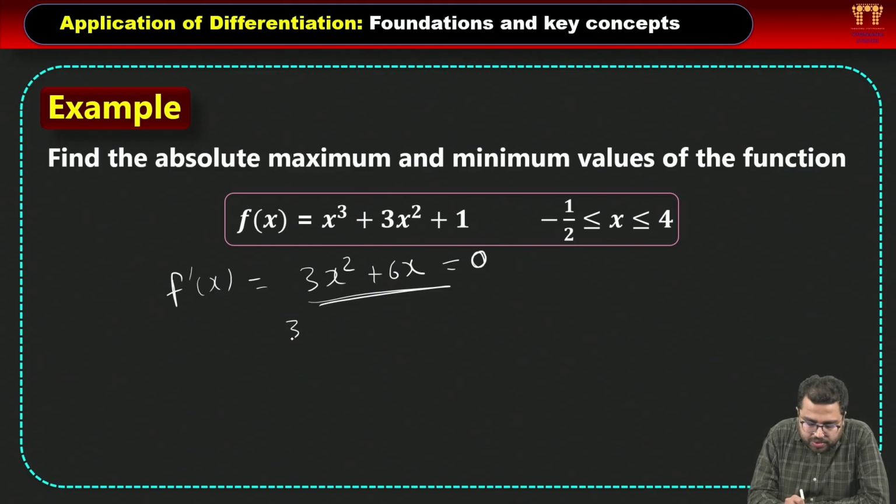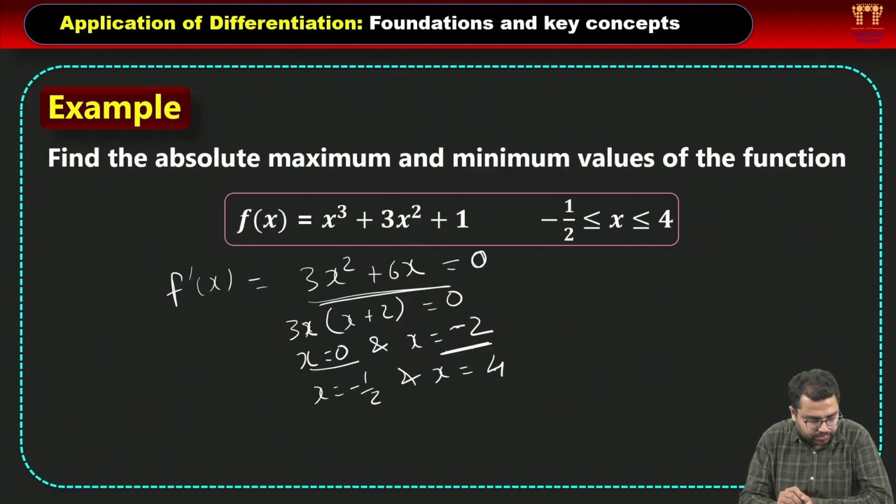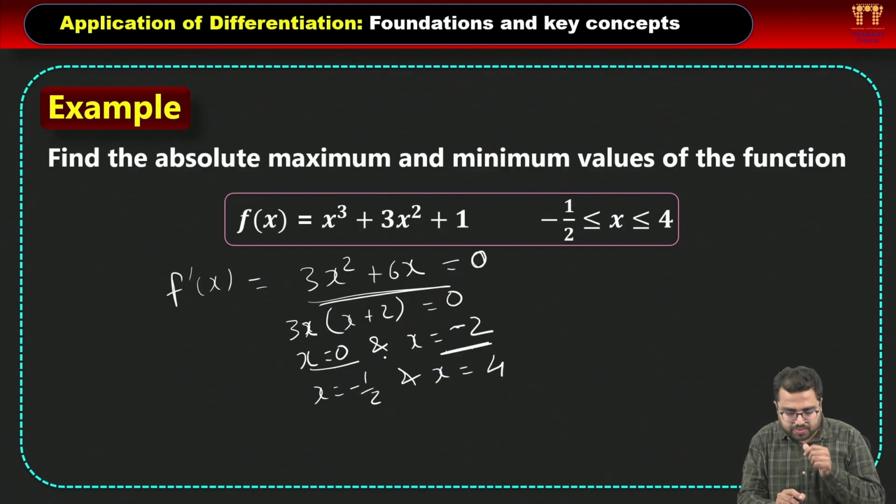So where it is 0: 3x times (x + 2) equal to 0. So what will I get? At what x is it 0? At x equal to 0 and at x equal to minus 2 it is 0. So these are the critical numbers. And what are the end points? x equal to minus 1/2 and x equal to 4. So at all these points we will find the functional value, that is f(x).